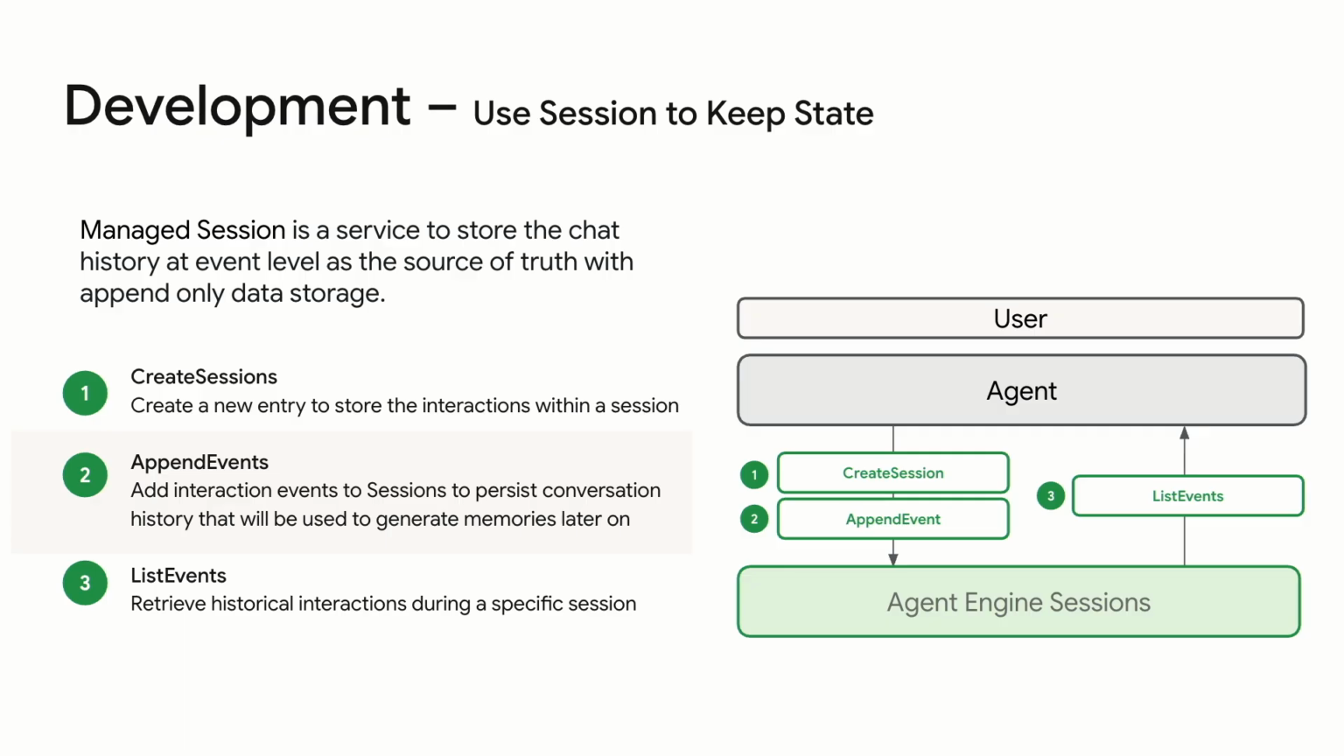A key part of development is managing the state. Agent Engine provides you the managed session service to store the chat history at the event level. It is a simple append-only storage. You create a session to get a new ID, append event to add the new user or agent interactions, and you list events to retrieve the history of a given session. This makes your agent stateless because the state is managed by this external session service.